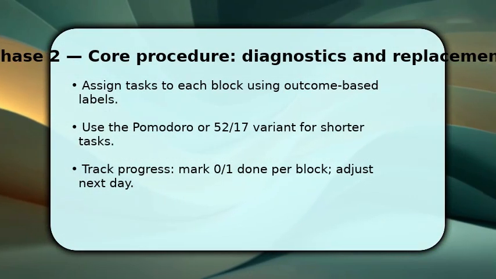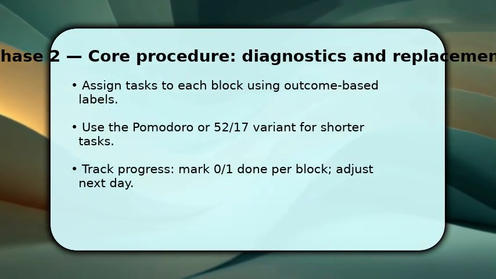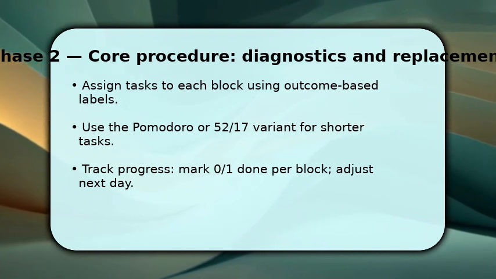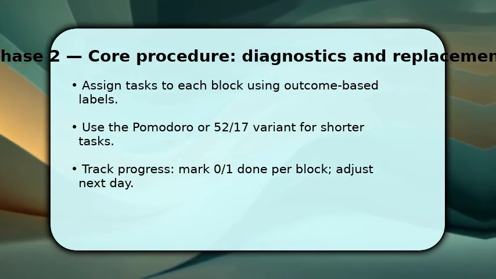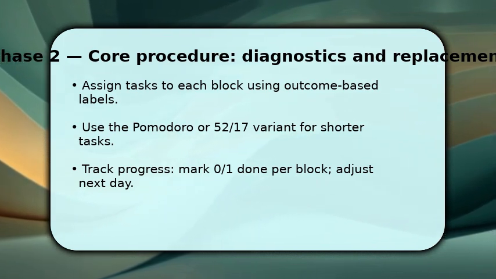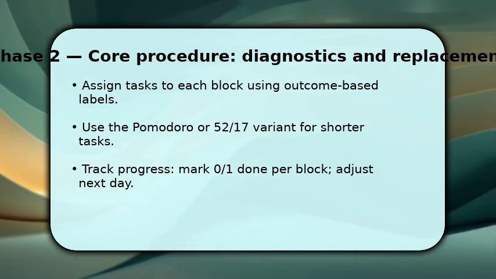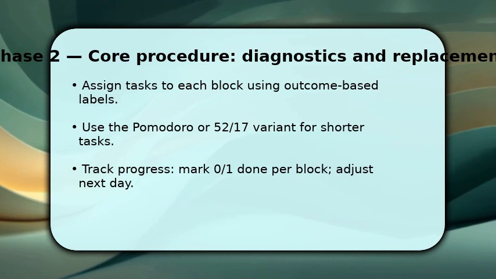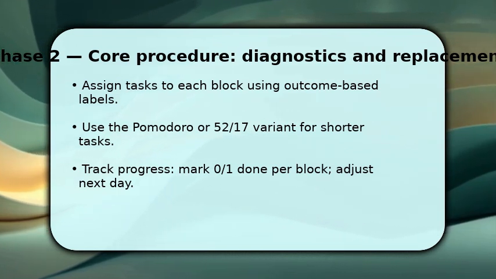Once your blocks exist, assign concrete tasks to each block and explain why they matter. You're converting time into results. Use Pomodoro or a 52/17 rhythm for smaller items so momentum builds without burnout. Make sure to batch similar tasks, emails, calls, creative, so context switching costs drop.